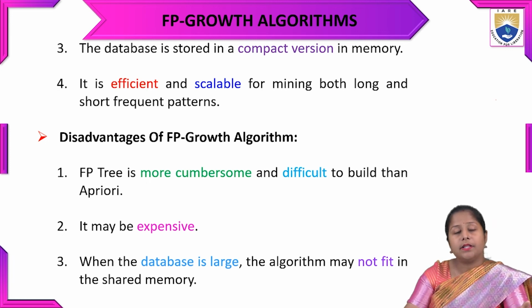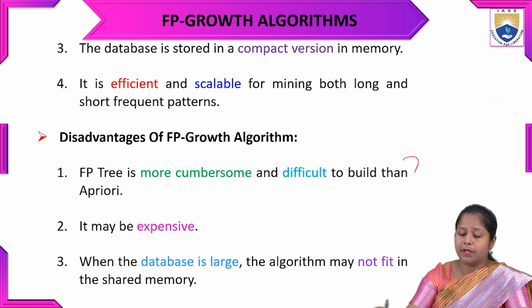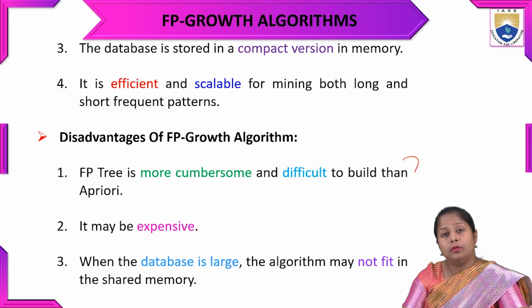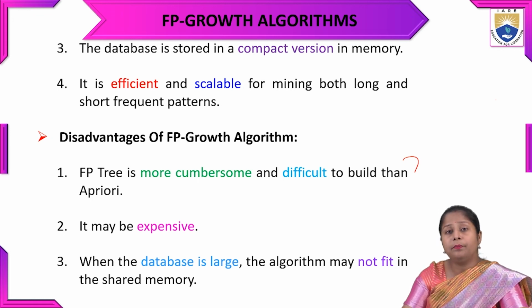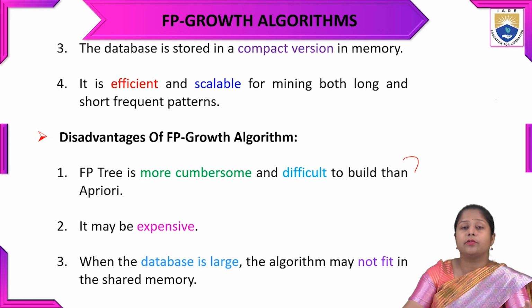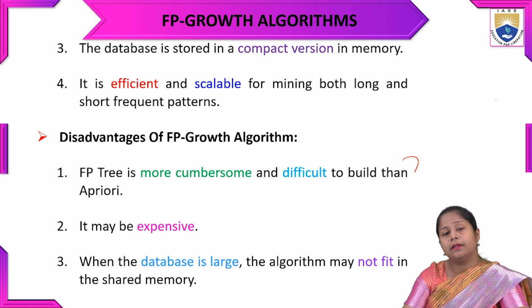What are the disadvantages of the frequent pattern growth algorithm? The first disadvantage is that the FP tree is more cumbersome and difficult to build than Apriori, because if users want to use the FP growth algorithm, we have to understand the model and the set of rules we have to follow. So that is more difficult than Apriori. In Apriori, we directly search for some item.